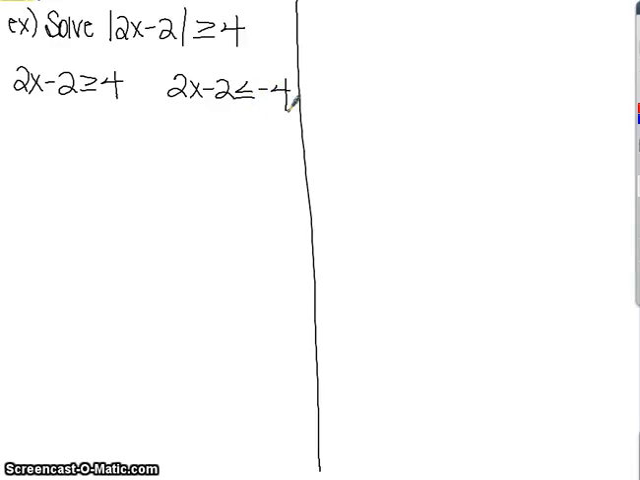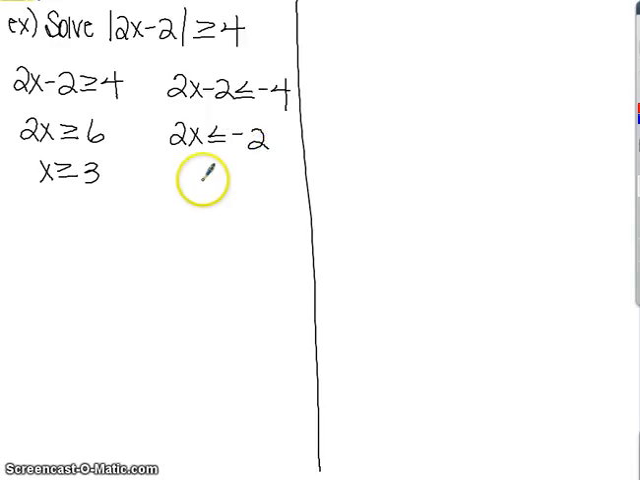Now I'm going to solve these just like I would equations. So I'm going to start by adding a 2. So 2x greater than or equal to 6. Then if I divide, looks like I get x greater than or equal to 3. For this one, add 2. So I get 2x less than or equal to negative 2. Divide by 2. There we go. So it stays an "or."